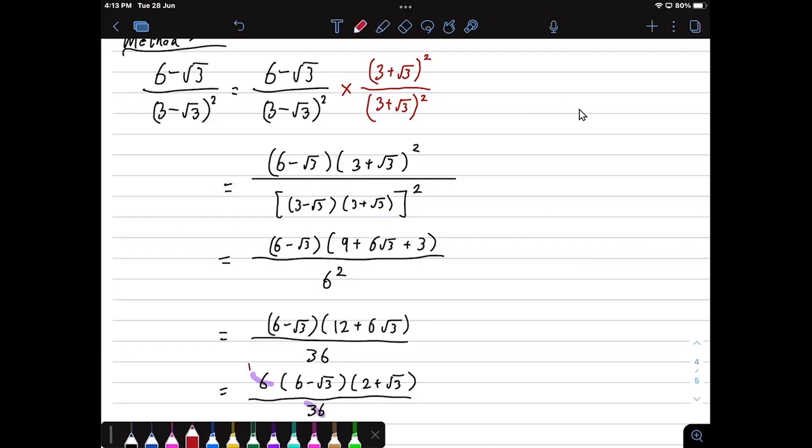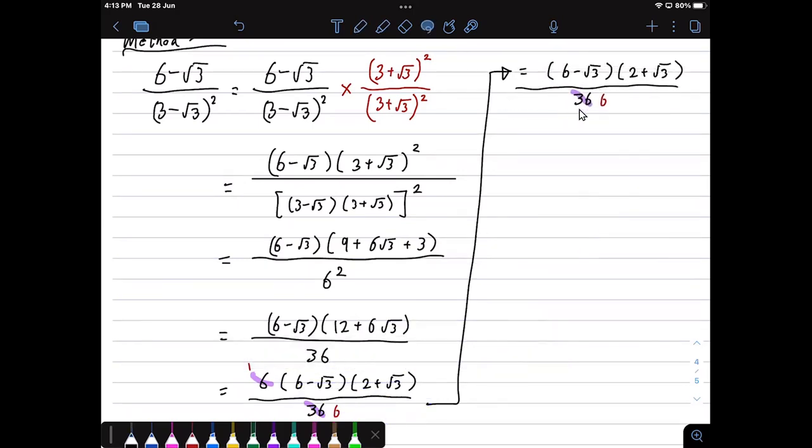Then you're left with 1 and 6. Okay, simplify a bit more. What we will get is the numerator divided by 6. Okay, let me just clean up a little bit. Like this. Okay. Can clean up a little bit already.